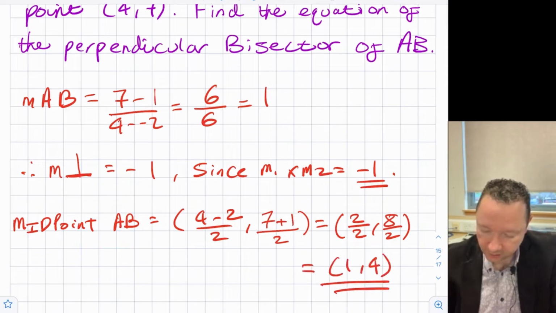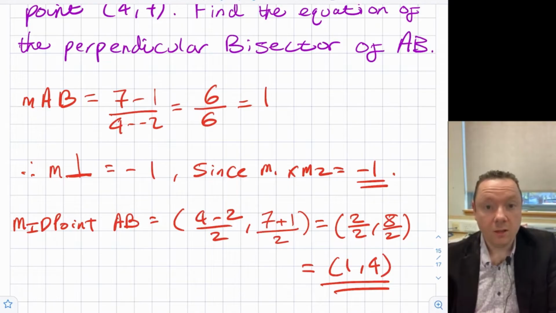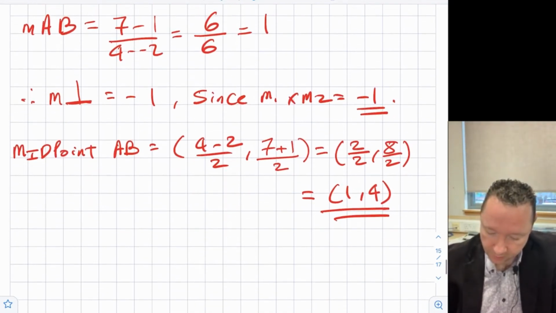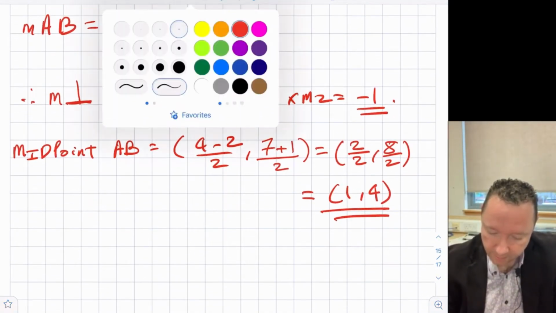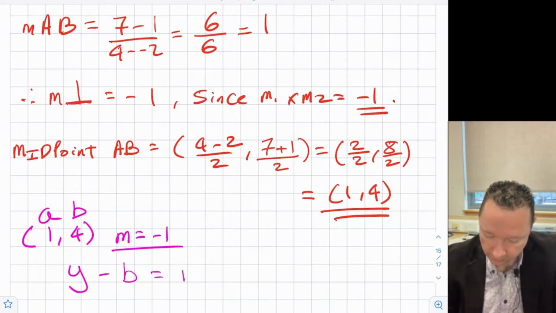We've got two bits of information that we need. We've got our gradient and we've got a point. If we've got a gradient and a point, we can always find the equation of a straight line using y minus b equals m(x minus a), or if you prefer, y equals mx plus c, whatever method is best for you. I always use y minus b equals m(x minus a). So our point, I'll just write it nice and neatly, is 1, 4, and our gradient is equal to -1. There's my a and there's my b. So y minus b equals m(x minus a).